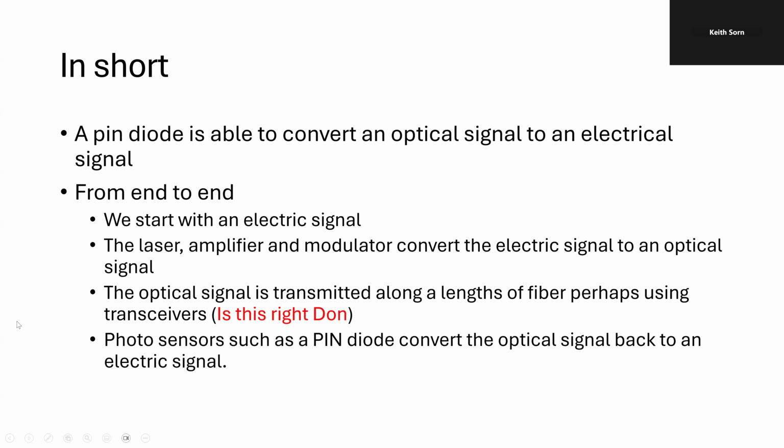All right, the PIN diode is able to convert an optical signal into an electric signal. From end to end in our telecommunication system, we start with an electrical signal, then a laser, an amplifier, and a modulator all working together convert the electric signal into an optical signal. The optical signal is transmitted along lengths of fiber, perhaps using transceivers or amplifiers. Then the light is shined upon a photosensor, a photodiode, such as a PIN, to convert the optical signal back to an electrical signal.